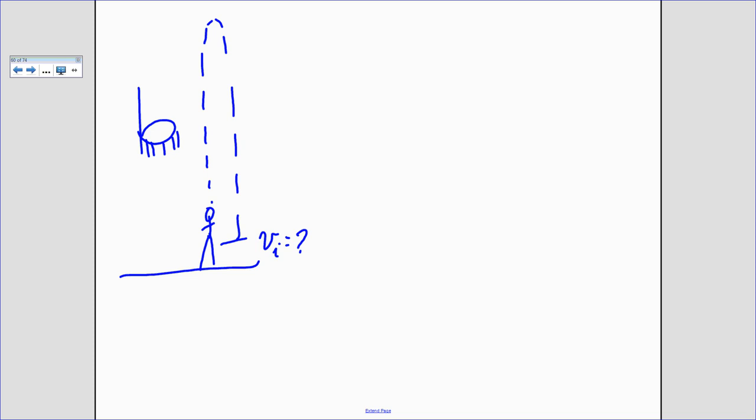So let's see. She has a certain amount of energy at the bottom. What does this energy consist of, potential or kinetic, at the bottom? It only consists of kinetic energy because we're going to take her height equal to zero. And then at the top, she only has potential energy. And we're going to call this H, the height. And so we need to know what the height is.